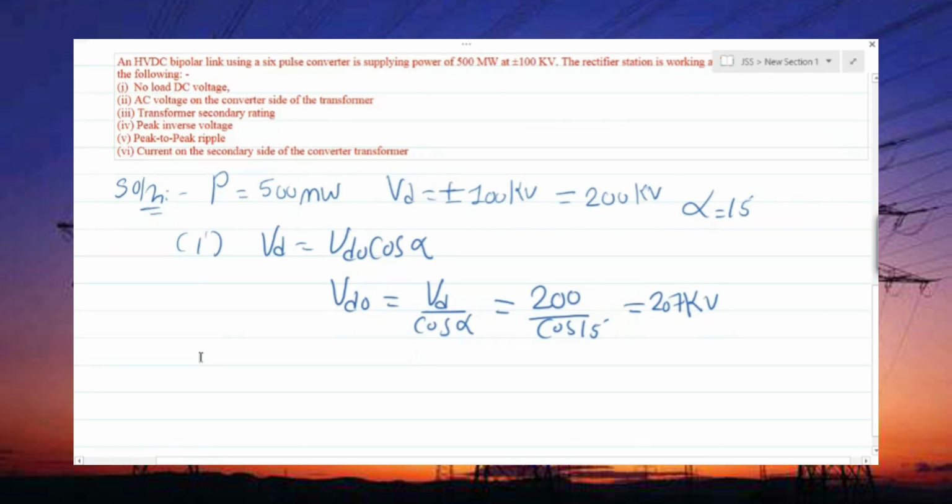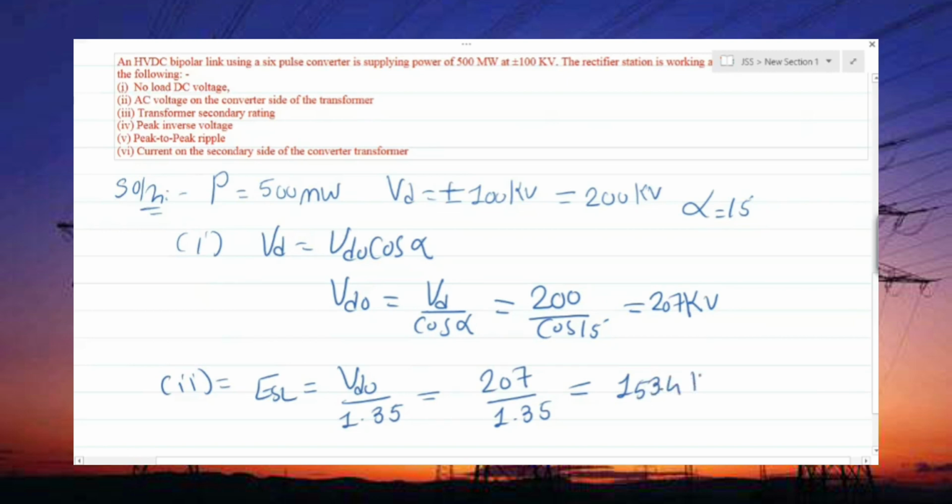Now the second part, the AC voltage on the converter side of the transformer. It is calculated by the equation ESL is equal to VDO by 1.35. This equation we already derived in the third lecture. So VDO is 207, divided by 1.35. You will get the AC voltage on the converter side of the transformer as 153.4 kV.